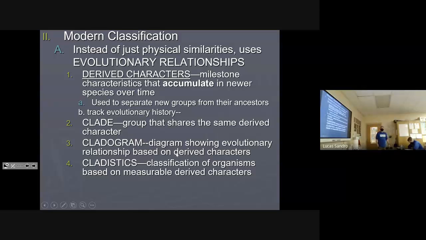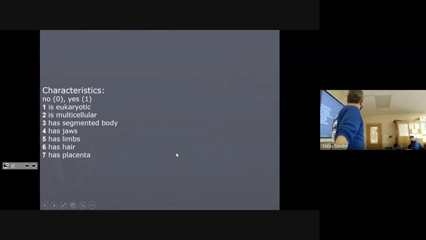For example, if you were going through the evolutionary history of animals and trying to separate out all the major groups of animals and the order they evolved based on the characteristics that have been developed since the first animals, your derived character list might look something like this. Being eukaryotic, of course, that's pre-animals. But for the first animals, the derived character would be being multicellular. And then segmentation, and then jaws, and limbs, and hair, and placenta.